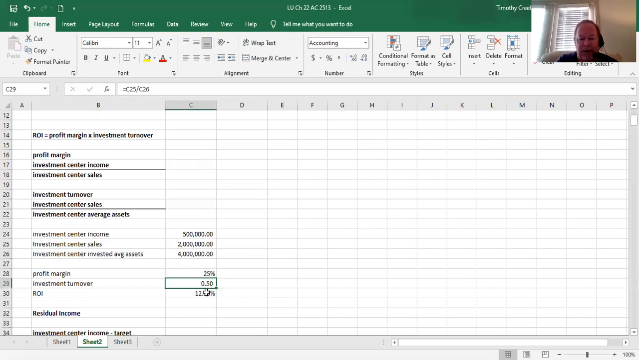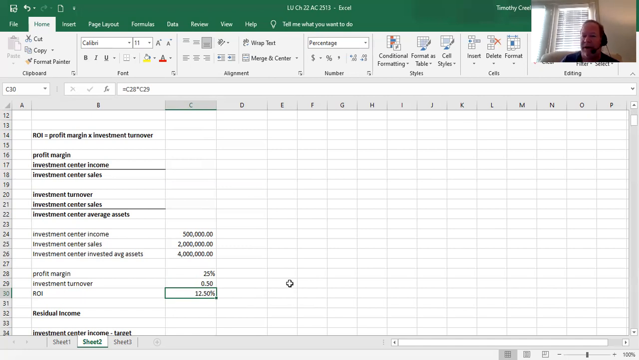So if we were to do the total ROI, it would be the profit margin times the investment turnover. And that would give us, in this case, an ROI of about 12.5%. So again, if the company felt like that was a good number for ROI, then this would be an acceptable number.